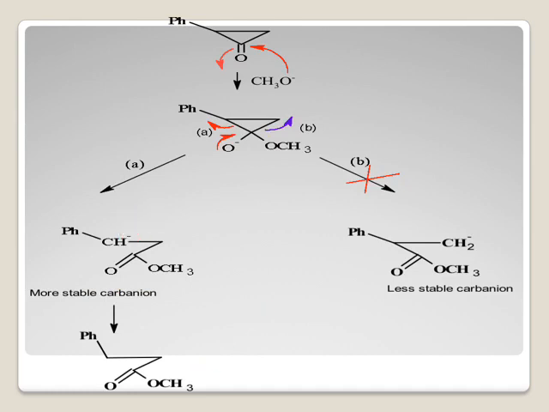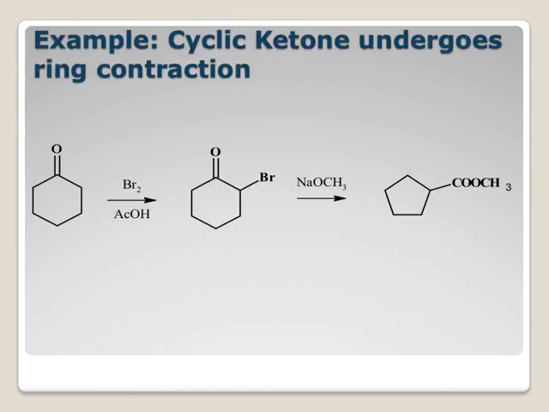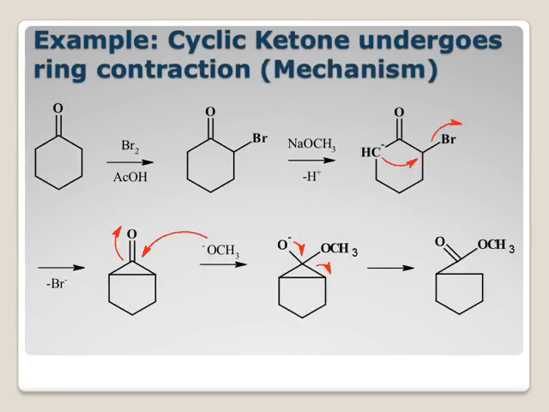Now here is the example of cyclic ketone which undergoes ring contraction. So we have cyclohexanone. Now this is not alpha haloketone, so first we need to prepare alpha haloketone by carrying out halogenation. Here we have used bromine and acetic acid to generate alpha bromocyclohexanone. Then it is treated with sodium methoxide, which is a base, which will lead to ring contraction and generate a 5-membered cyclopentane intermediate. Now here is the mechanism for this cyclic molecule.